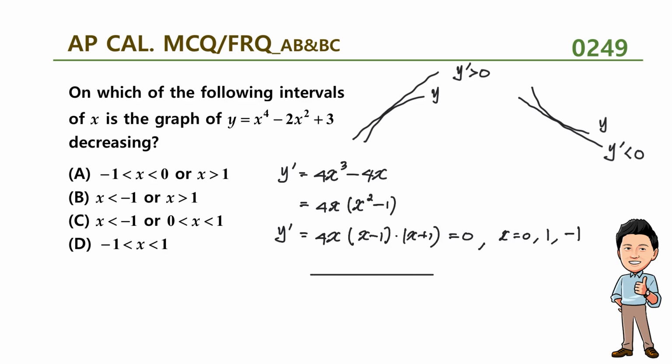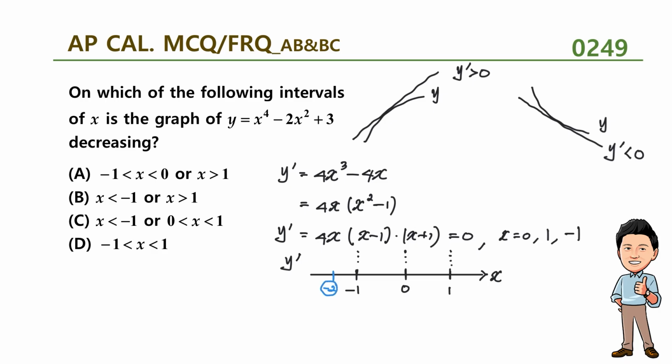So let me draw this horizontal line. This is a number line, x. Here we have negative 1, 0, 1, so we have 4 intervals to test. This is y prime. We're going to substitute one number from each interval. For any number less than negative 1, let's substitute negative 2.